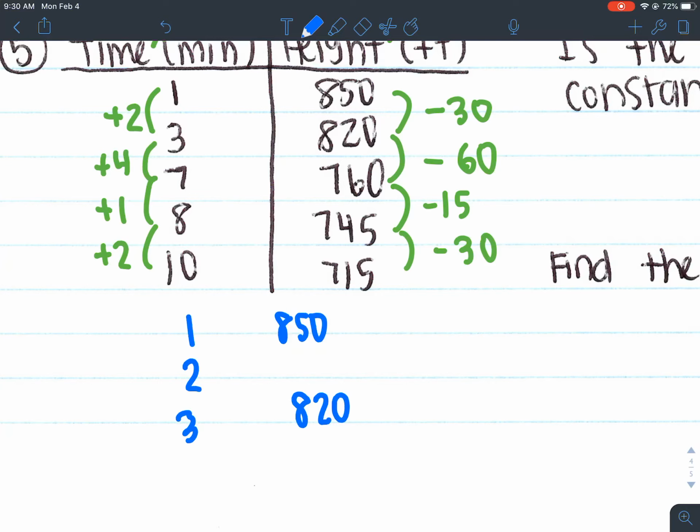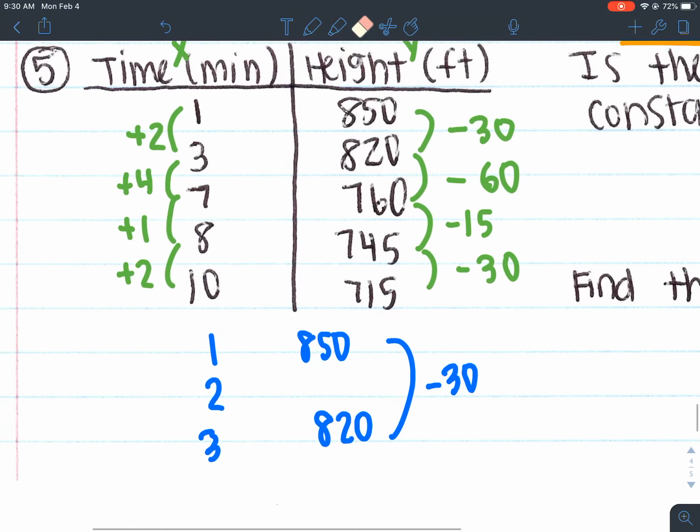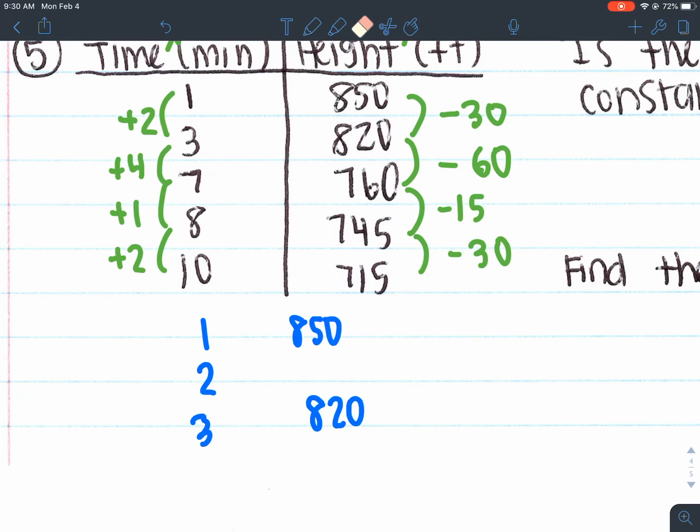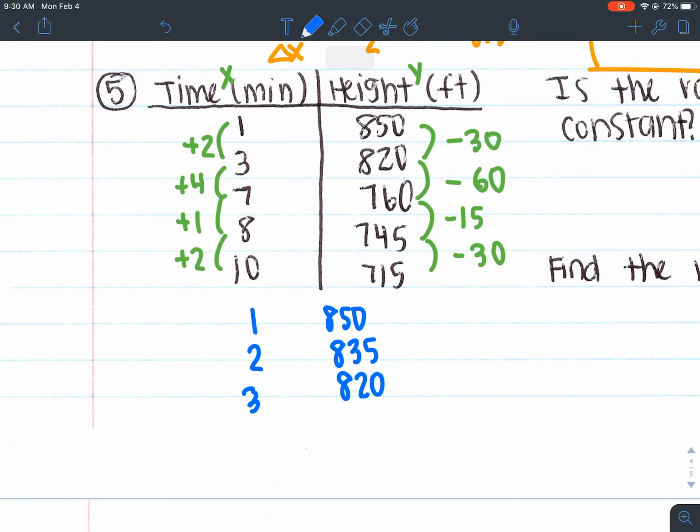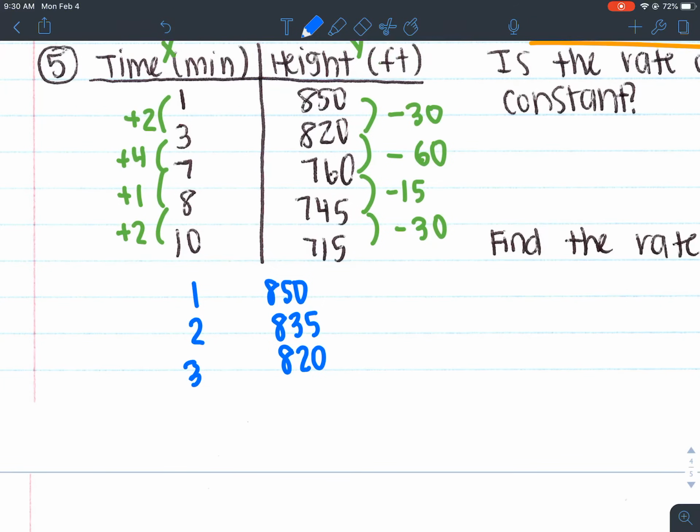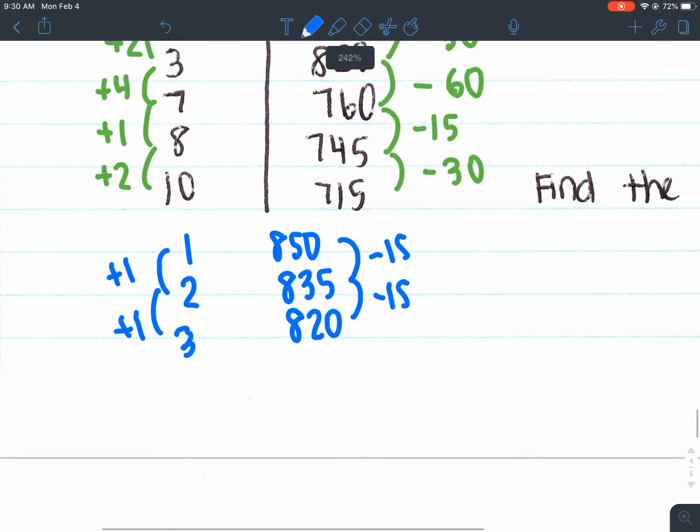Well, if I'm going from 850 to 820, and assuming that the rate of change is constant, and I know that the difference between this is minus 30, what's half of 30? 15. So what's 850 minus 15? That's 835, okay? So it skips that for us. But still, after each minute, we're taking away 15, and we're going plus 1, plus 1, okay? Same thing here.